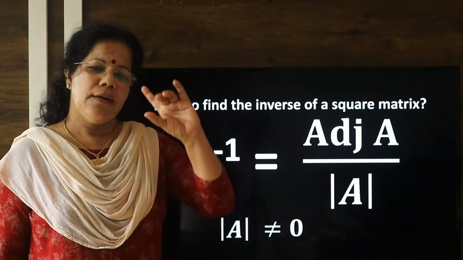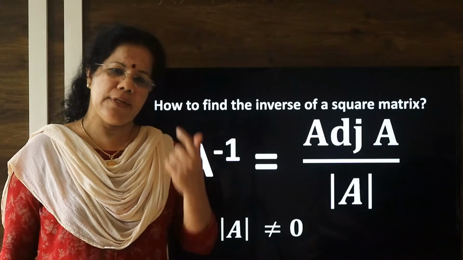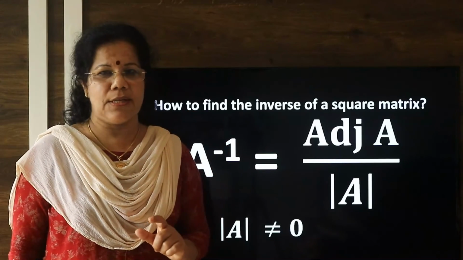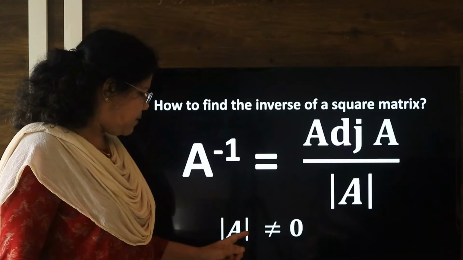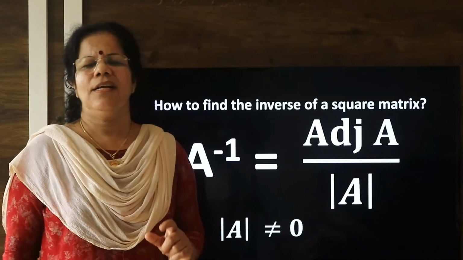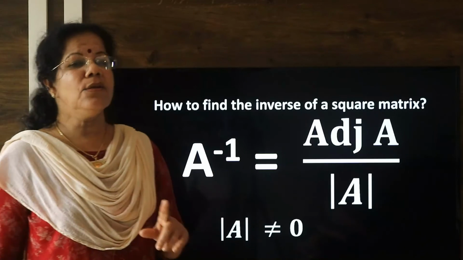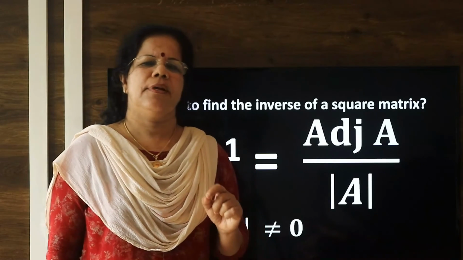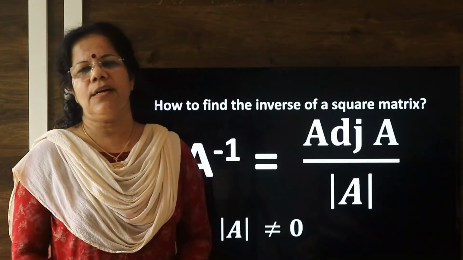I told you already, a matrix A is said to be singular if determinant A is equal to 0, and non-singular if determinant A is a non-zero number. Here determinant A being a non-zero number is the condition. So what is the condition? A must be a non-singular matrix. A inverse exists only if A is a non-singular matrix.